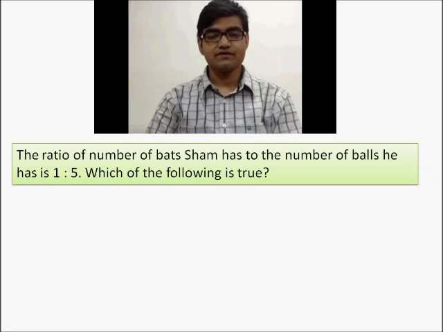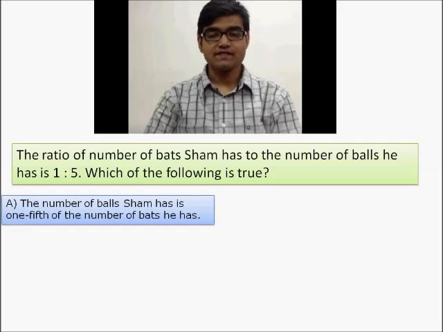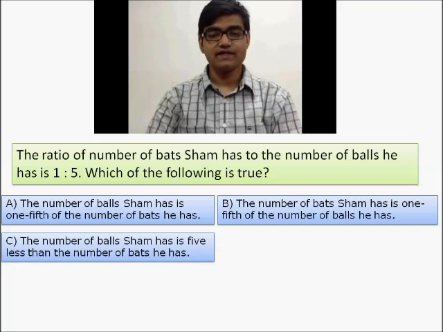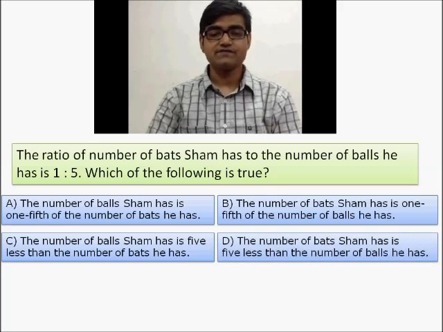In this question, it is given that the ratio of the number of bats Shyam has to the number of balls that he has is 1:5. Which of the following is true? Option A, the number of balls Shyam has is 1/5 of the number of bats he has. Option B, the number of bats Shyam has is 1/5 of the number of balls he has. Option C, the number of balls Shyam has is 5 less than the number of bats. Option D, the number of bats Shyam has is 5 less than the number of balls he has.